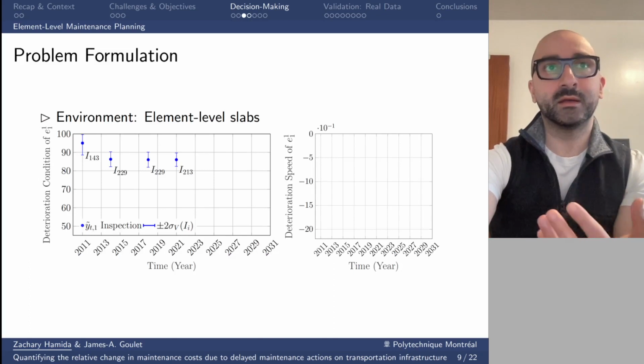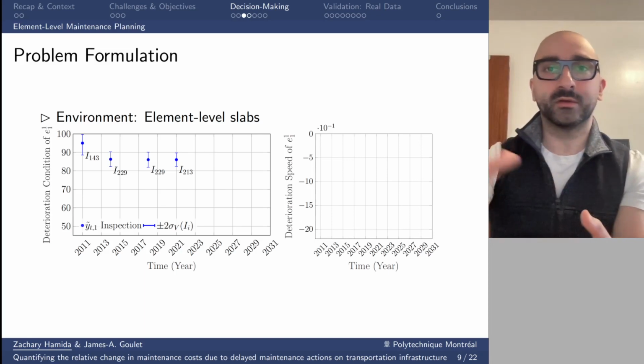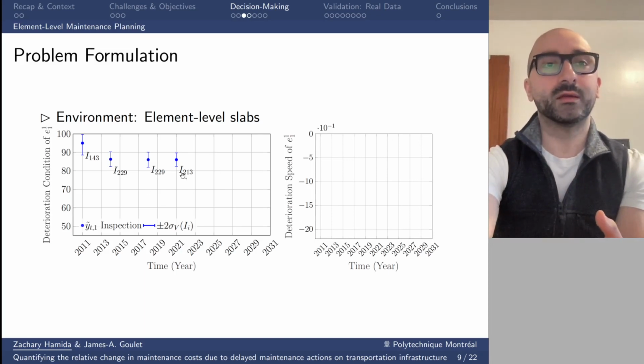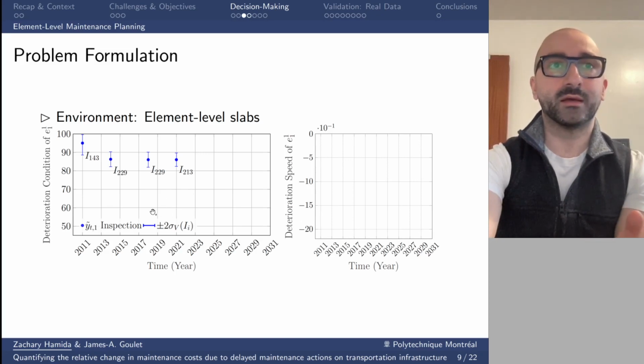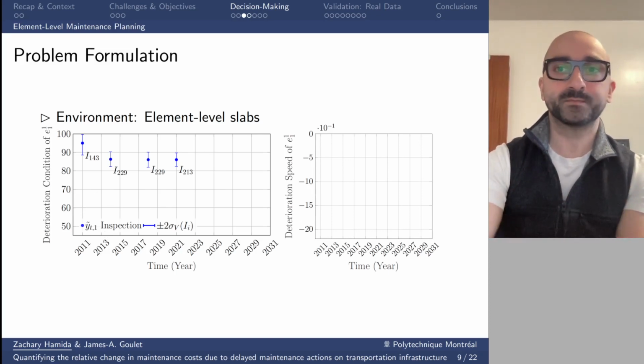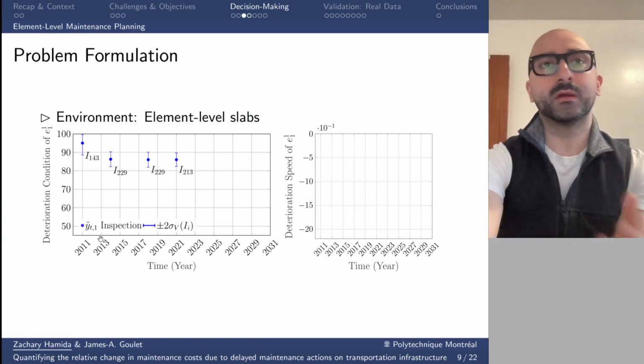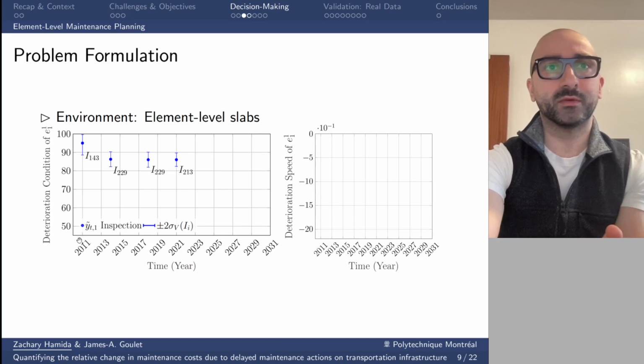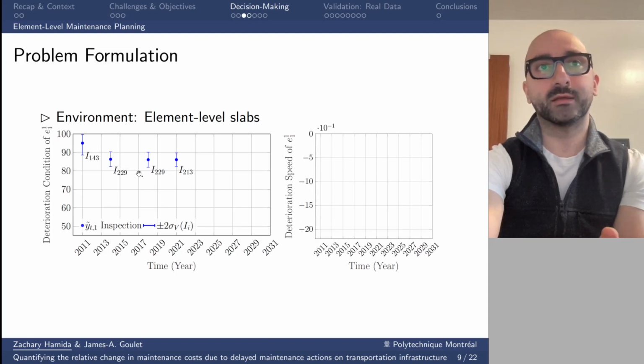So, for example, the environment would be the deterioration over time for slab elements. What we have here on the left is the deterioration condition, and this is just an example. This is not the actual environment, but just an example to show how the deterioration is happening over time. On the x-axis we have the time on a yearly scale, and on the y-axis we have the condition for this graph. And the blue points here are the visual inspections performed by the inspectors identified by these IDs.